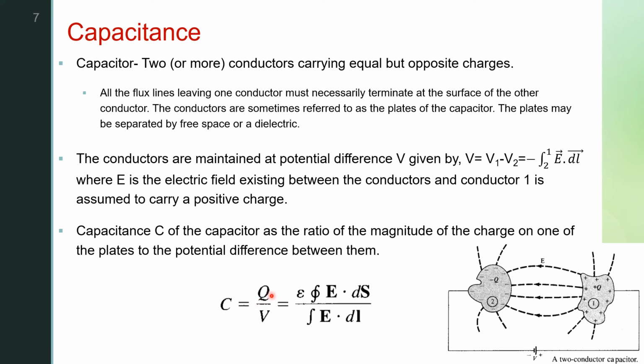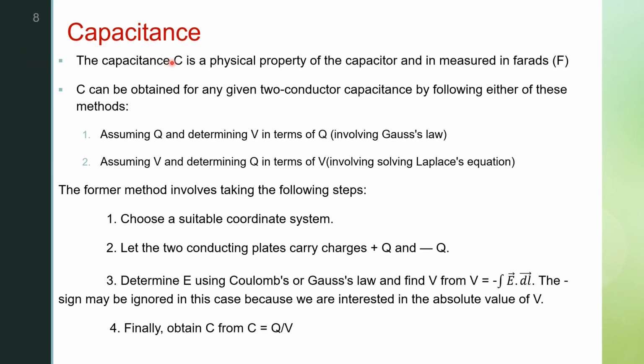And we know Q is equal to, as per Gauss's law, Q is equal to psi, and psi is equal to the closed integral of D dot dS, and that is the same as epsilon closed integral E dot dS divided by V, which is the potential difference, equal to integral E dot dl. Capacitance is a physical property of the capacitor and it is usually measured in farads, represented by capital F.